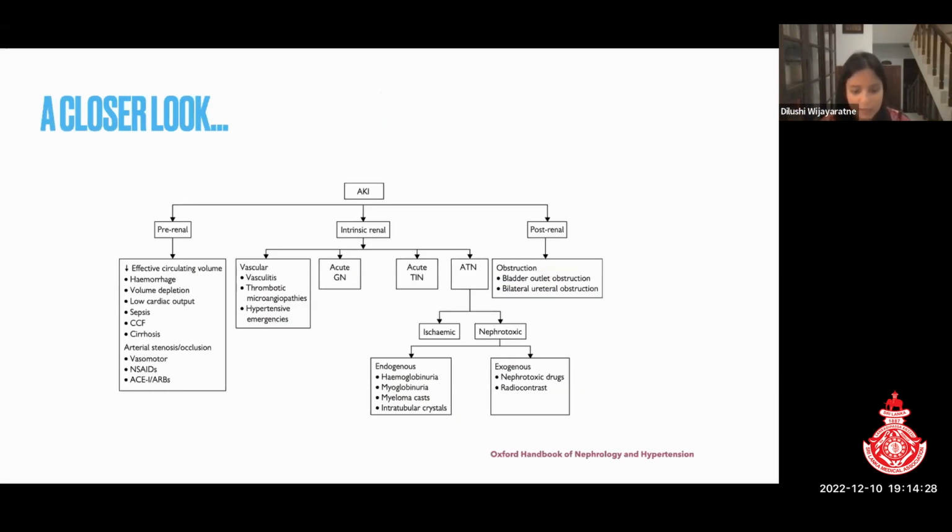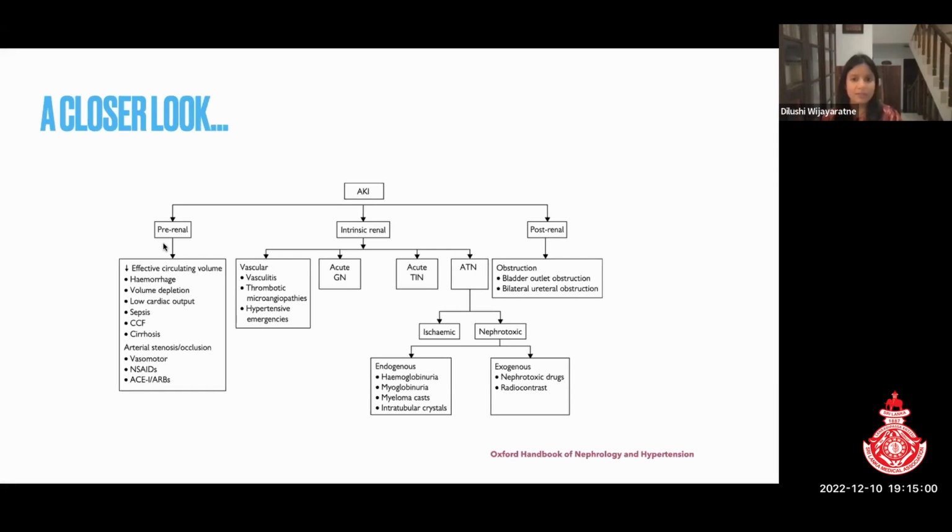So you can see here, acute kidney injury has been categorized into 3. When we talk about pre-renal AKI, we are thinking of causes which affect the effective circulating volume. Effective circulating volume is going to determine your arterial blood flow to the kidney, right? So if your total blood volume has dropped because of hemorrhage, you can have hypotension and AKI. If you are dehydrated for whatever reason, again, you can get AKI.